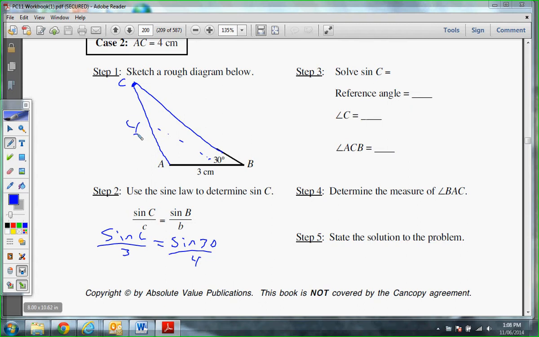Okay, all right, so then when I solve for sine of C, it gives me 0.375. So I'm going to do my inverse sine. My reference angle in this one is 22. In this case, you can see clearly that's an acute angle, so it's only one answer. It's 22. Okay, determine the measure of BAC again. 22 plus 30 is 52, so I want to go 180 minus 52 gives me 128. Angle BAC is 128.